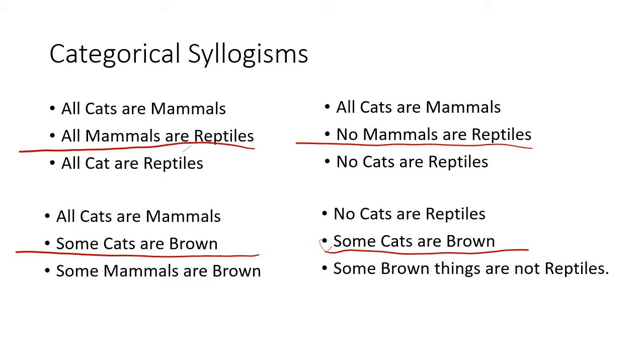So what we're going to be talking about, and where the Venn diagrams come into play, is these categorical syllogisms, these arguments made up of some combination of these four categorical claims. We're going to use the Venn diagrams, the visualization that we just discussed, to determine whether or not these arguments are valid. And in this case, all of these arguments are actually valid. So not only are they arguments made up of categorical claims, but they are valid.